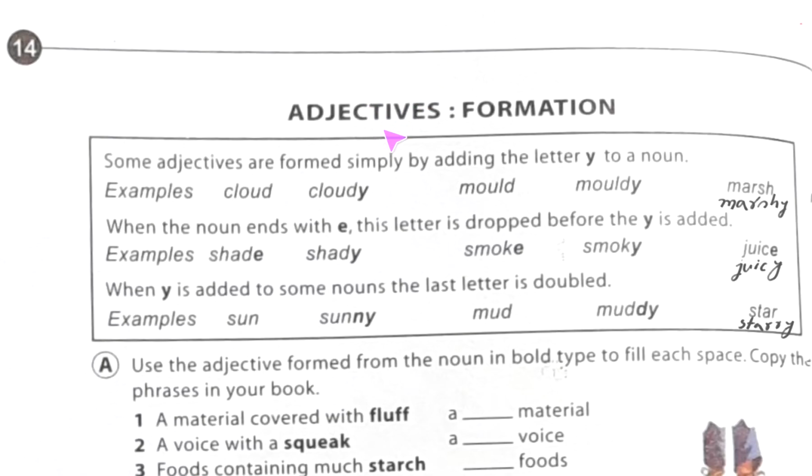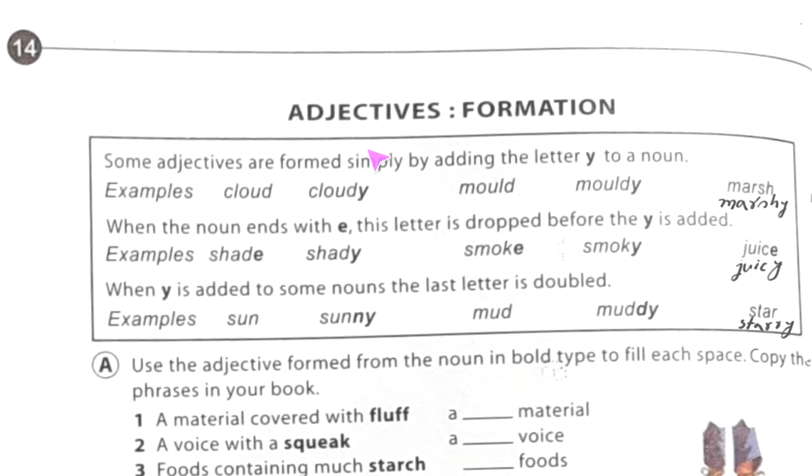Hope you are fine. Today I am going to discuss Junior English Book 4, page number 14, and today's topic is adjectives formation. Here it is written, some adjectives are formed simply by adding the letter Y to a noun. Here are examples: cloud, cloudy; mold, moldy; marsh, marshy.